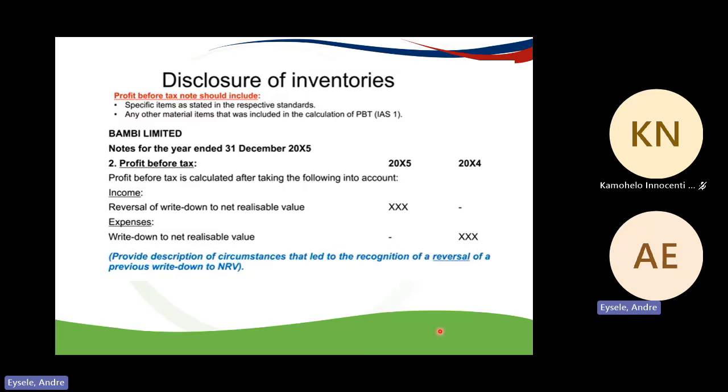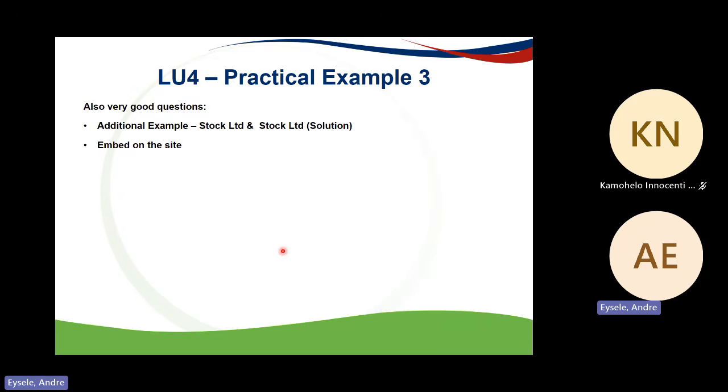The profit before tax note lists specific items stated in the respective standards, such as the reversal of a write-down to net realizable value or a write-down to net realizable value. Provide a description of the circumstances. So these are the disclosures of inventories as per your statement of financial position notes, as we showed you in the notes. Colleagues, these are in your presentation slides at the bottom of the slides.